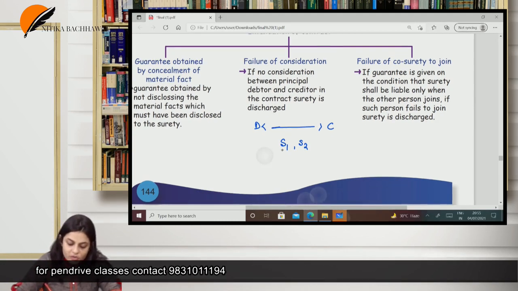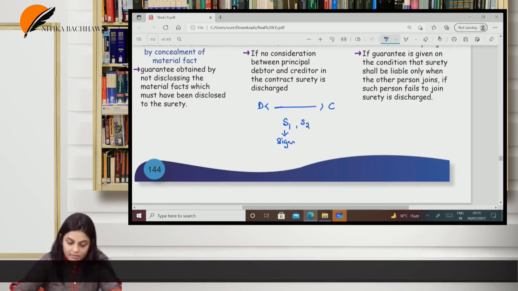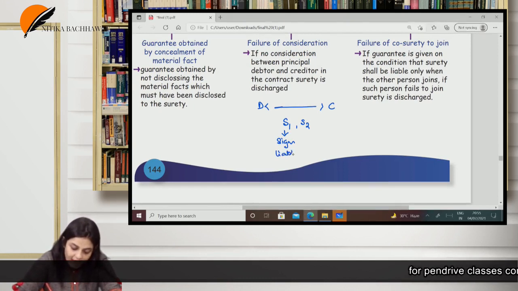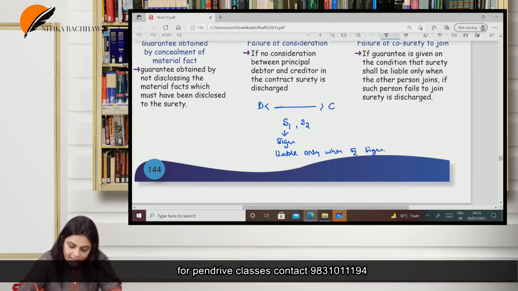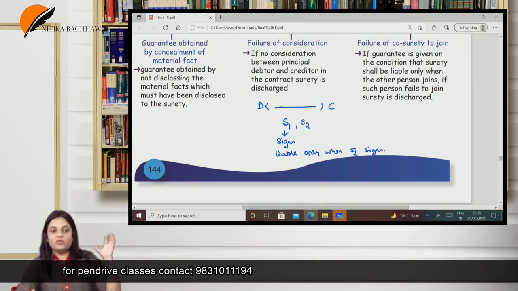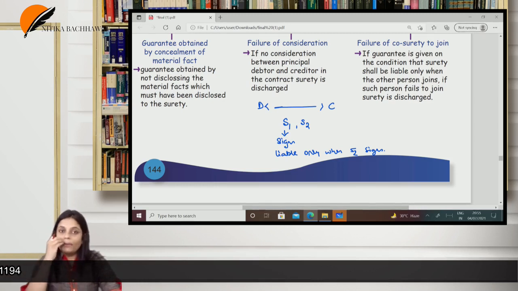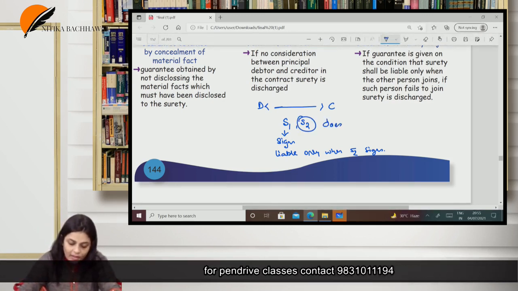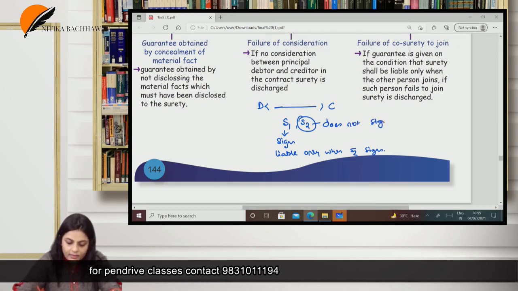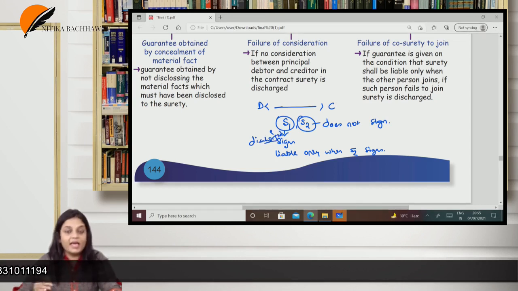if let us say S1 signs the guarantee agreement with a condition, signs writing liable only when S2 signs, right? Now what S1 did was, he was very sure that this S2 will not sign and I will alone be liable. So what he does is, he puts his signature, but under his signature he writes, I am liable only when S2 signs. Now if S2 does not sign, can we say S1 is discharged? Yes or no?